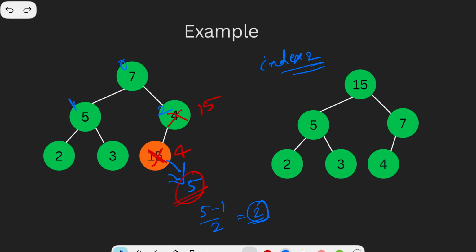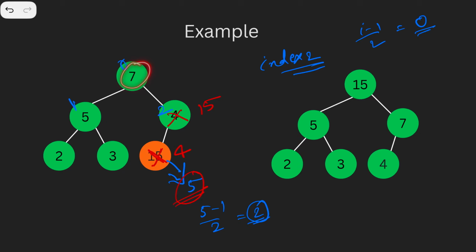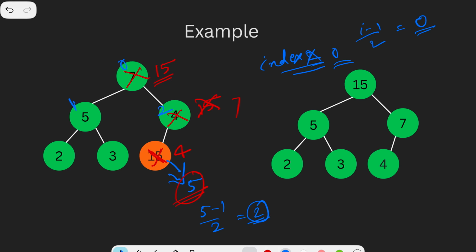Again, let's check with the parent. Let's compute the index for the parent, which will be (i minus 1) by 2. Here it should be 0. Now on the 0th position we have 7. Compare the value of 7 with 15. 15 is larger than 7, so we are going to swap it again. So here we will have 7, here we will have 15. We again update the value of index. Now index will become 0.